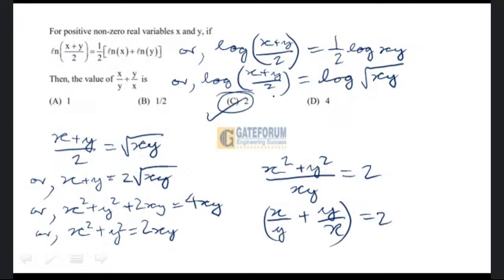So the mistake that students will make, which I was also about to do, was bringing the 2xy to this side and saying x minus y is equal to 0. So then we would again go round and round, x equal to y, and so on and so forth. And then you could have said x by x plus y by y is equal to 2. That also could have happened. But then this also is okay.